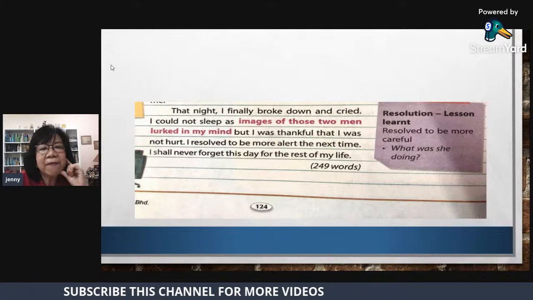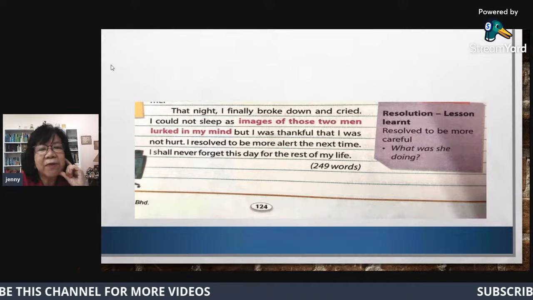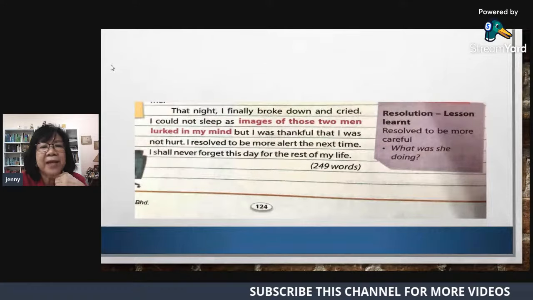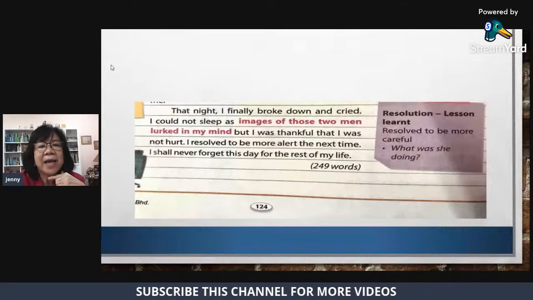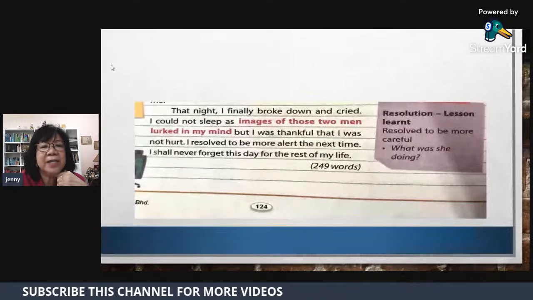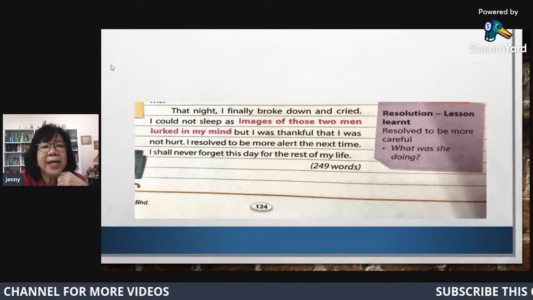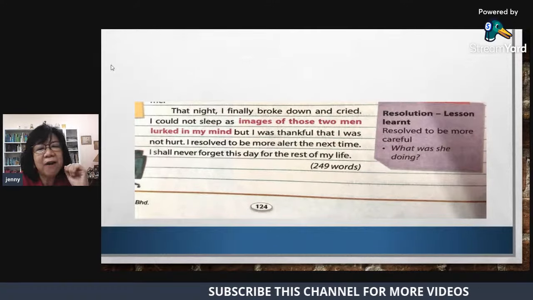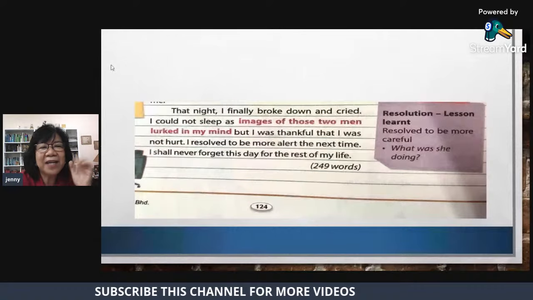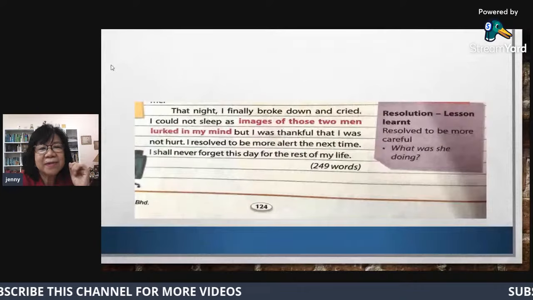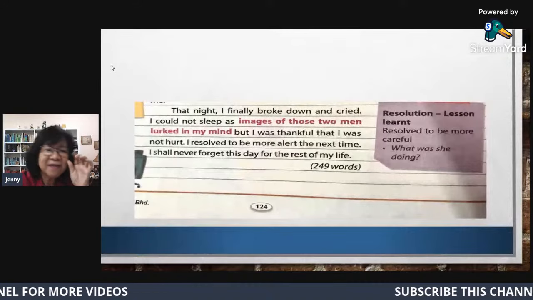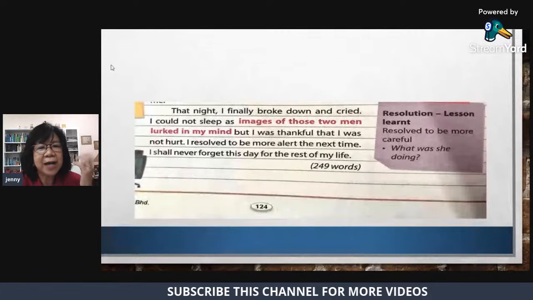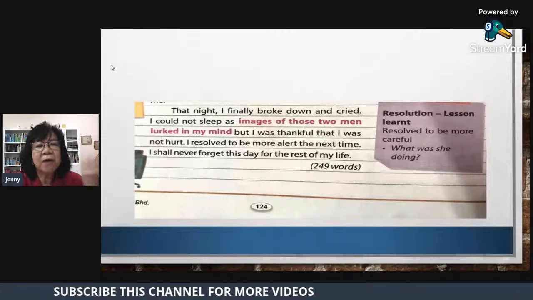That night, I finally broke down and cried. I could not sleep as images of those two men lurked in my mind, but I was thankful that I was not hurt. I resolved to be more alert the next time. I shall never forget this day for the rest of my life. Okay, so finally broke down means what? Cried. Feeling very sad already, but the whole day because of shock, could not cry and could not sleep as well. So how does she feel?